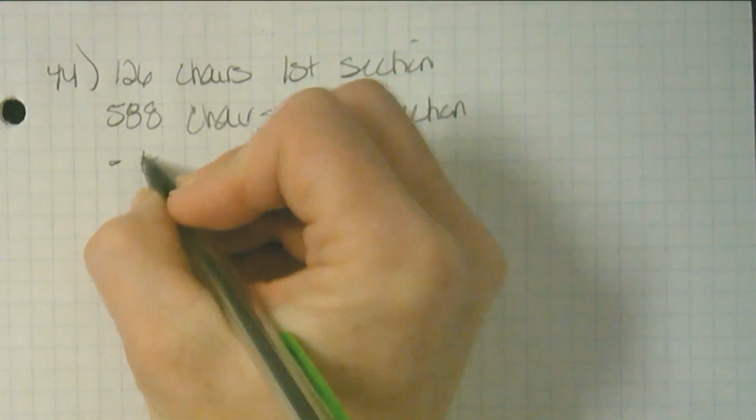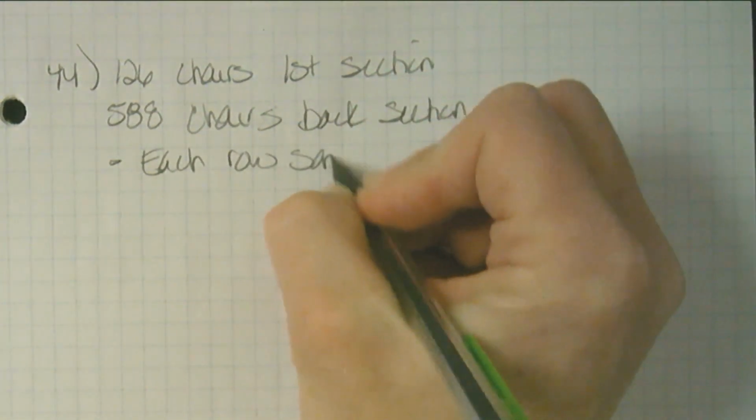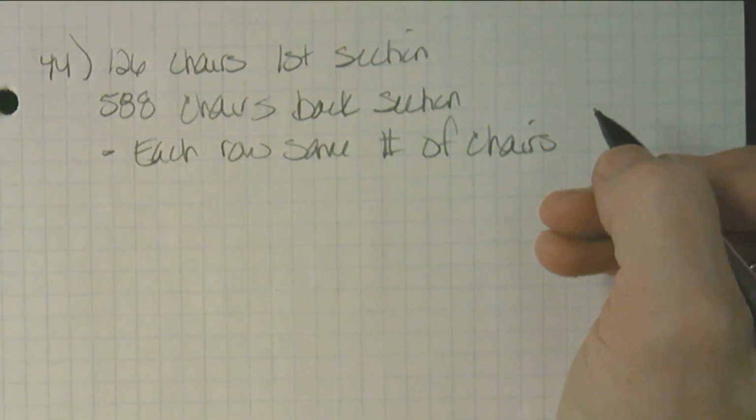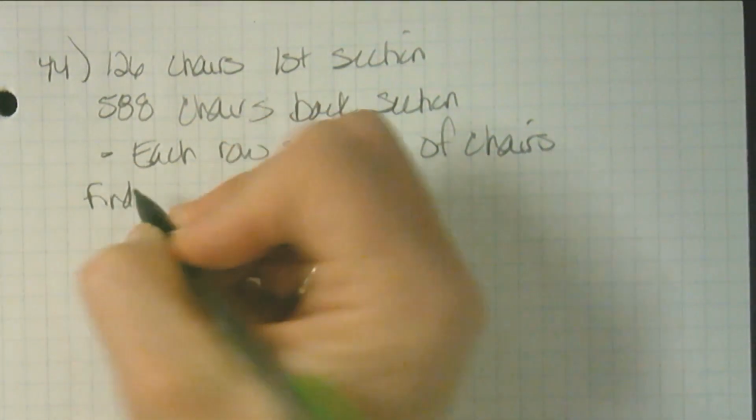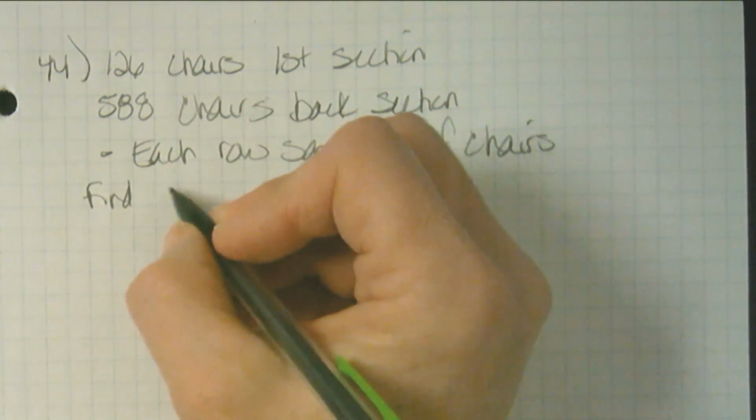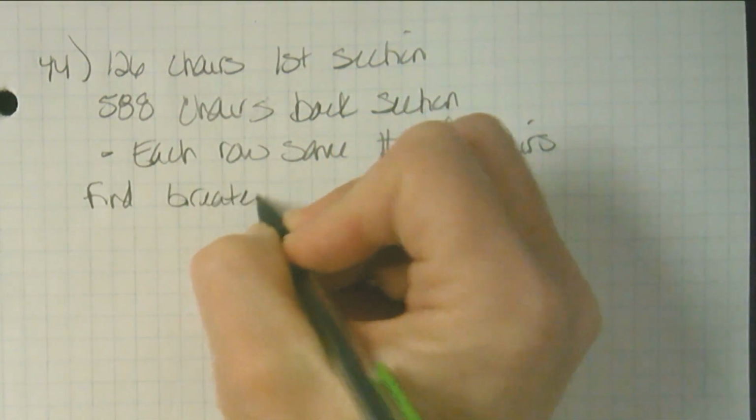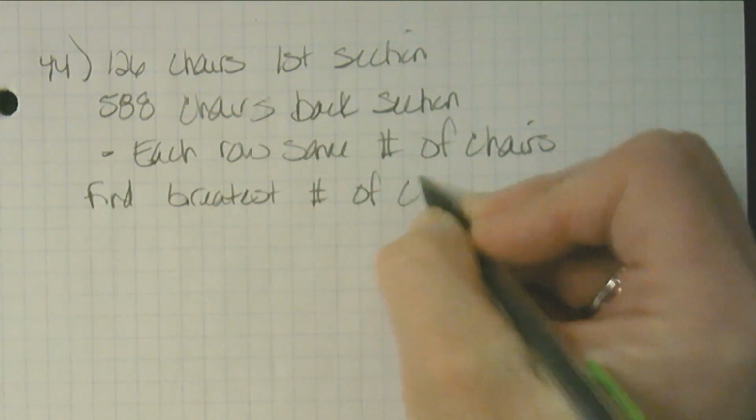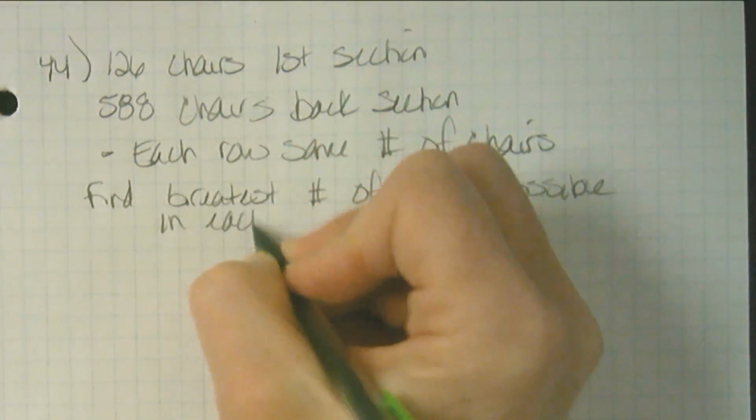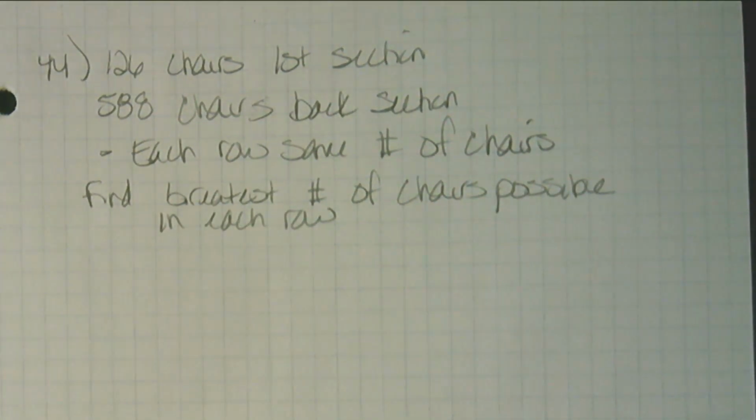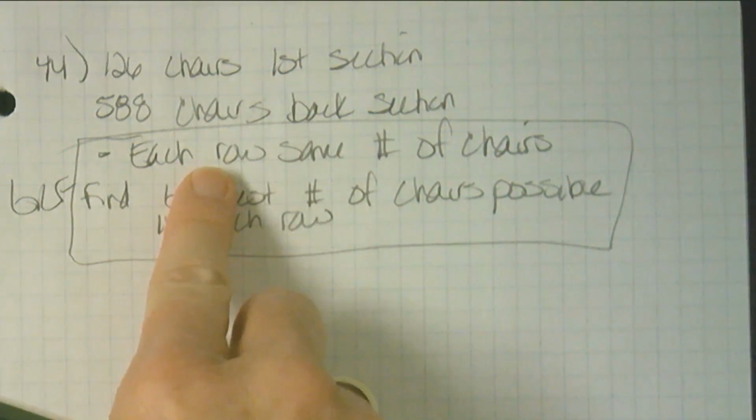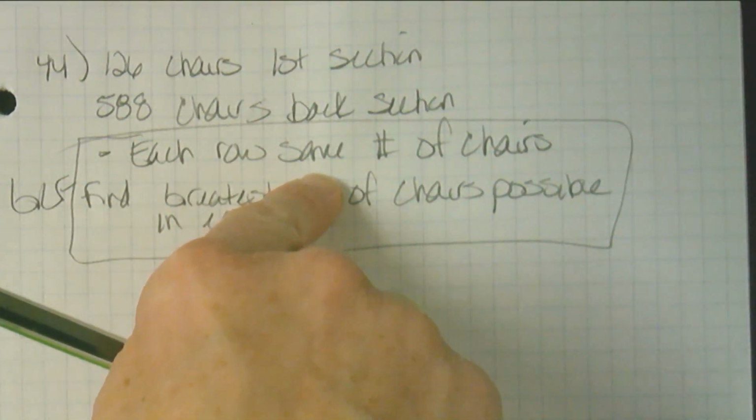So we want each row to have the same number of chairs. What else are they asking for us to find? Okay, so it says what is the greatest number of chairs possible in each row? So we want to find the greatest number of chairs possible in each row. All right, these two together indicate GCF. We need to have the same number of chairs in each row.